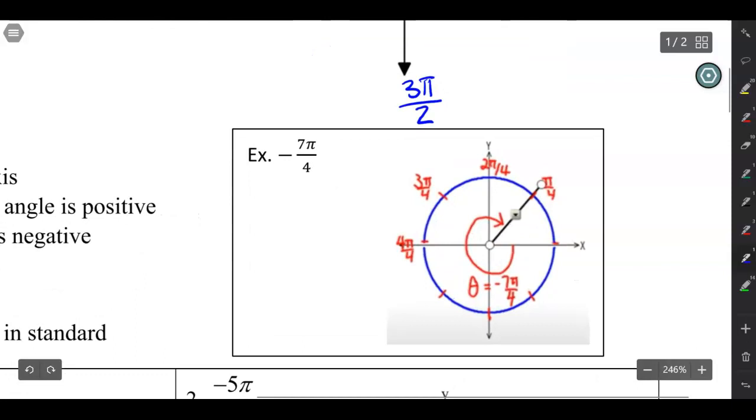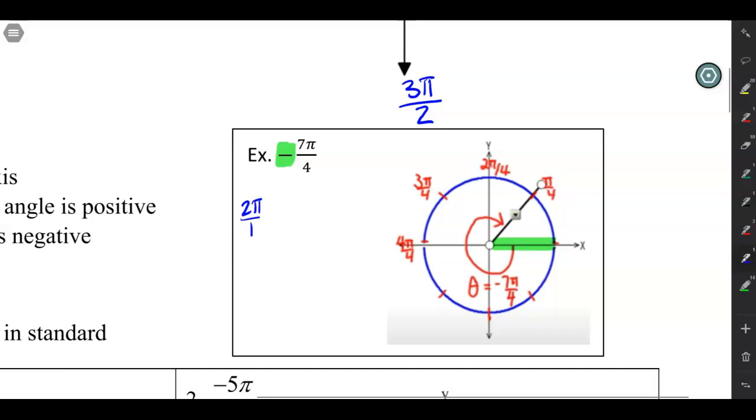We are trying to sketch the angle negative 7 pi over 4. So we start here at our initial side, and then that red line indicates that we're moving clockwise, because our angle is negative. And then we need to go 7 pi fourths around the circle. Sometimes it's hard to think about in radians where 7 pi fourths falls. So it might be helpful to think about, okay, the full circle would be 2 pi. So let's figure out how many pi fourths 2 pi is.